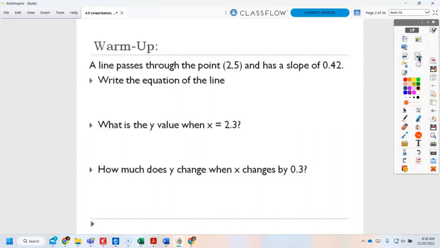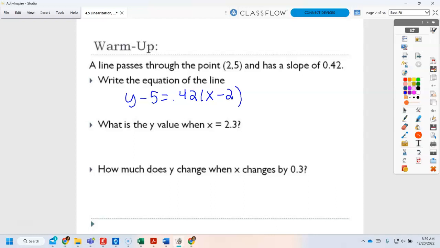So the warm-up says a line passes through the point (2, 5). It has a slope of 0.42. Write the equation of the line. So it's basic algebra. You go back, you write your equation in point-slope form. So the equation of the line would be y minus 5 equals 0.42(x minus 2).